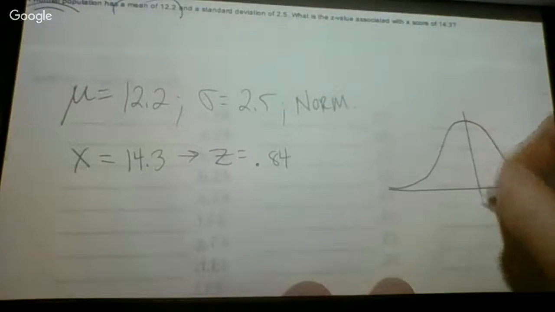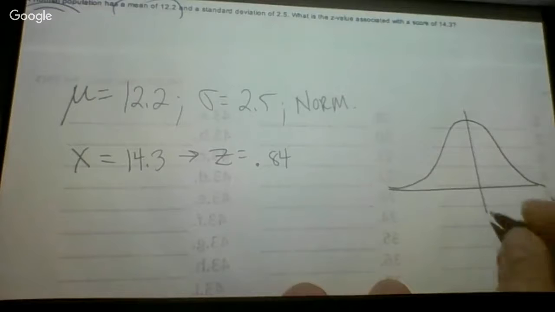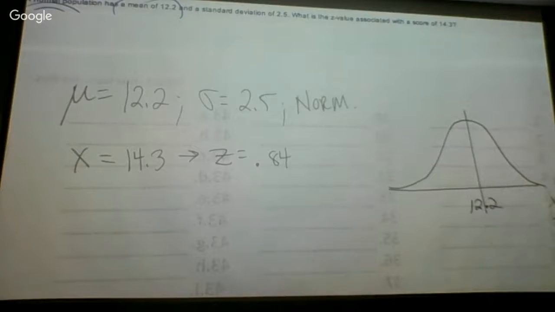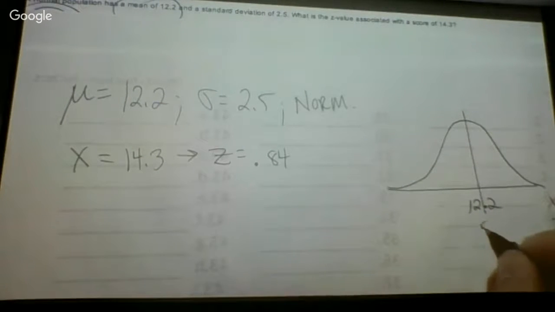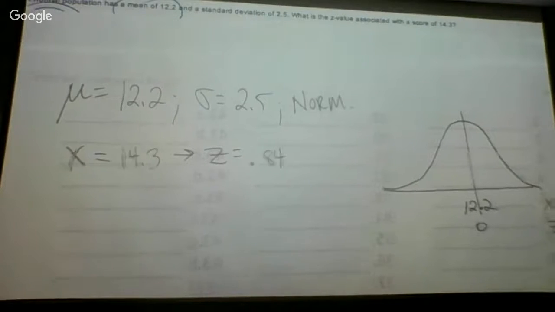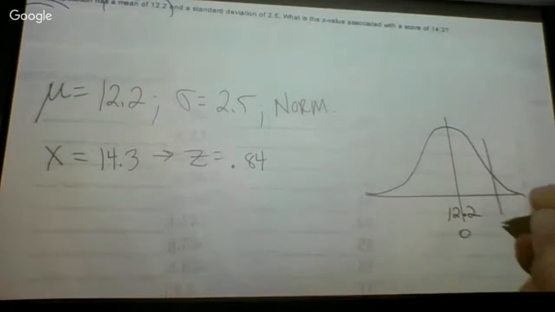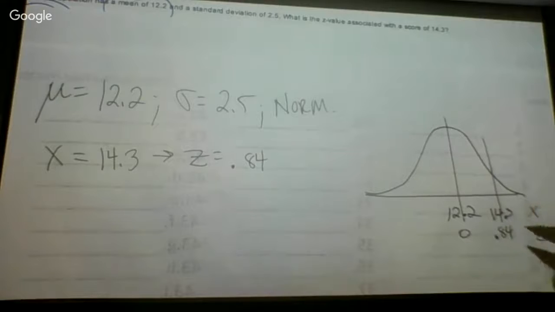In the middle of our normal distribution, a raw score of 12.2, because that's the mean. What's the z-score for the mean? 0. You sure? Good. The z-score for the mean is always 0. You can be sure. I know that if I have a raw score on here of 14.3, it has a z-score of 0.84.